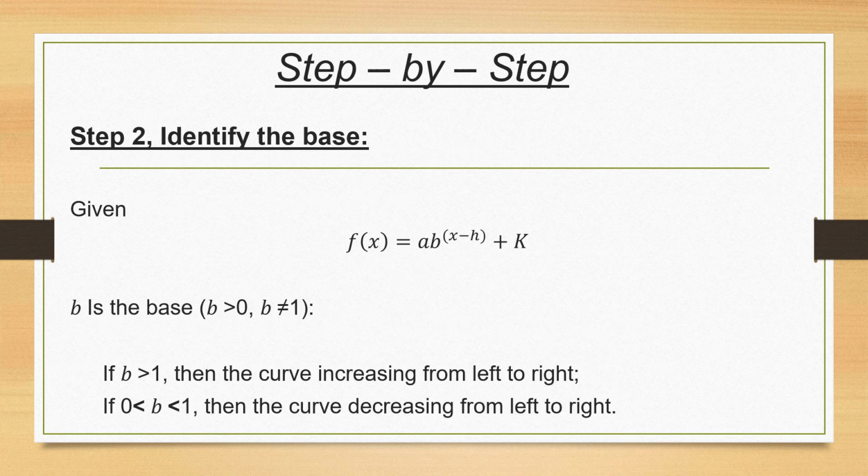Now, identify the base. Because the given function is f(x) = ab^(x − h) + k, we get that b is the base, as b has to be bigger than 0 and not equal to 1. If b is bigger than 1, then the curve is increasing from left to right. If b is between 0 and 1, then the curve is decreasing from left to right.